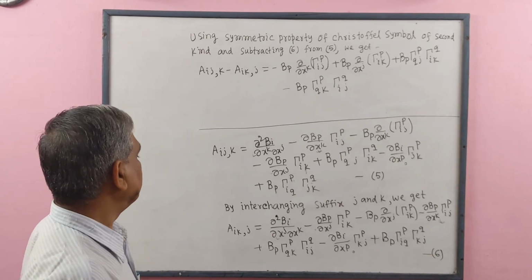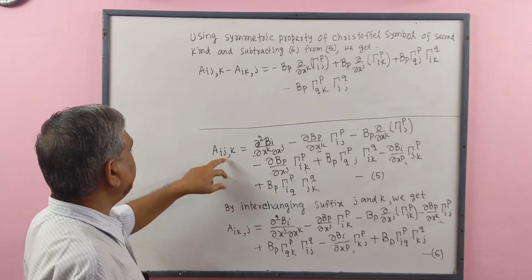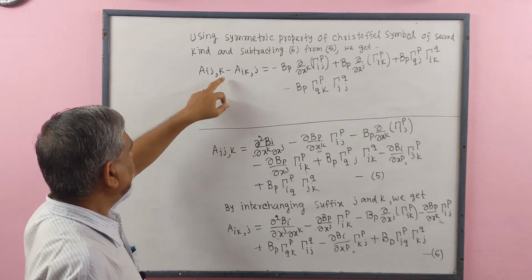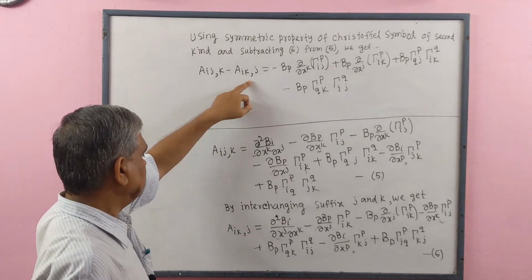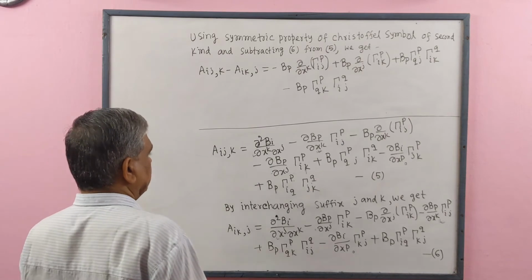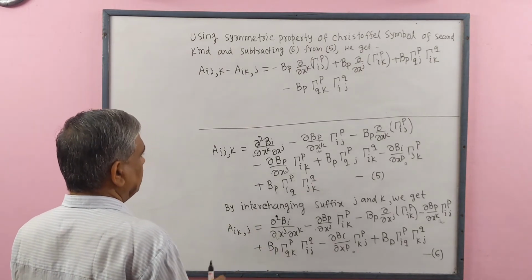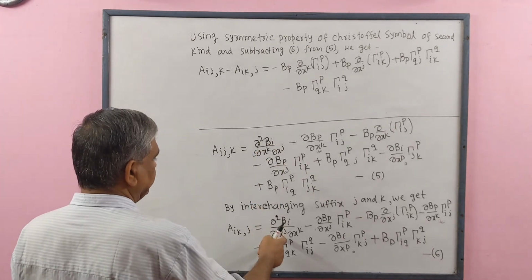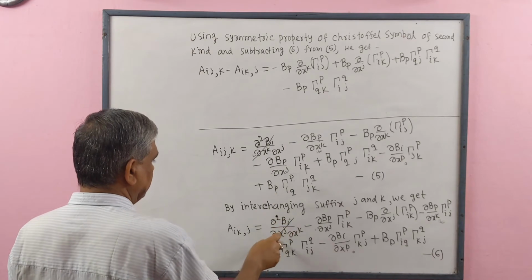Now using the symmetric property of Christoffel symbol of second kind and subtracting number 6 from number 5, we get Aij comma K minus Aik comma J. Then we subtract the right side. Here this and this term are the same, so by subtracting we cancel both two.